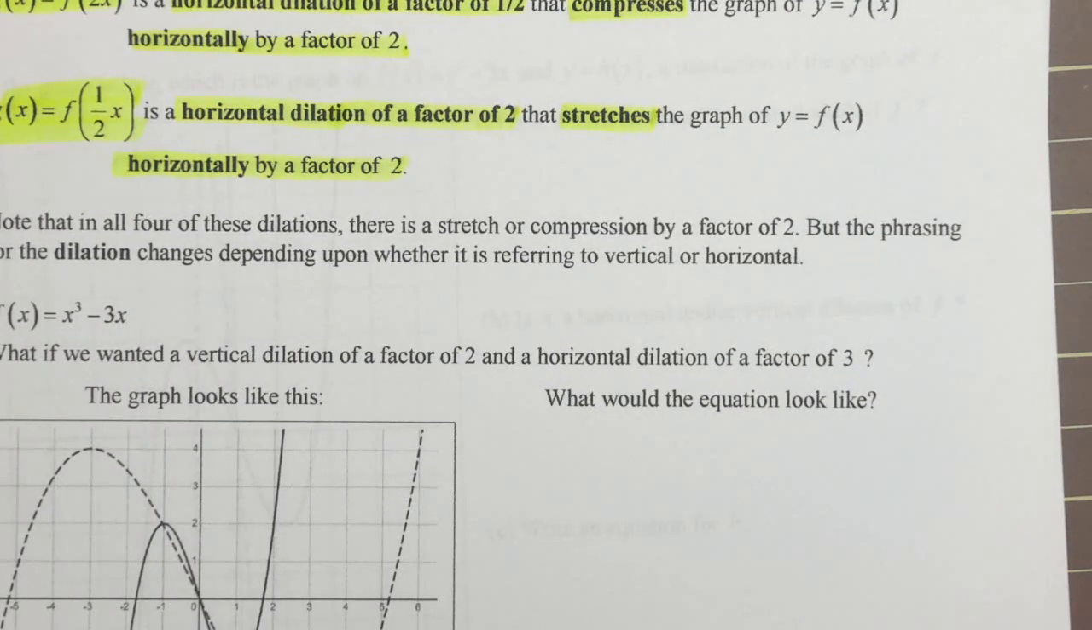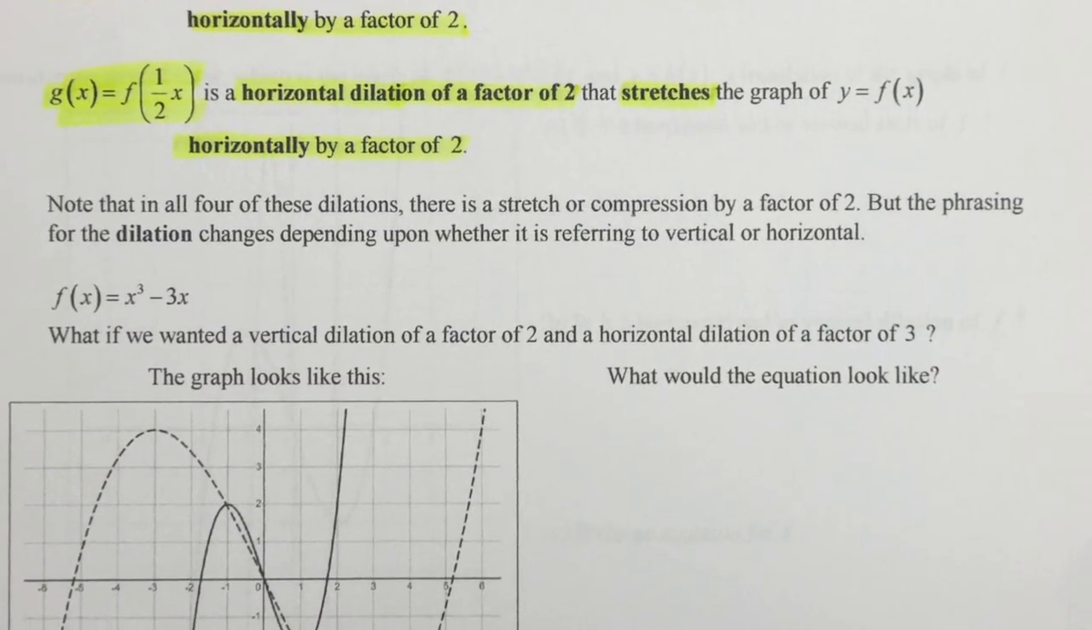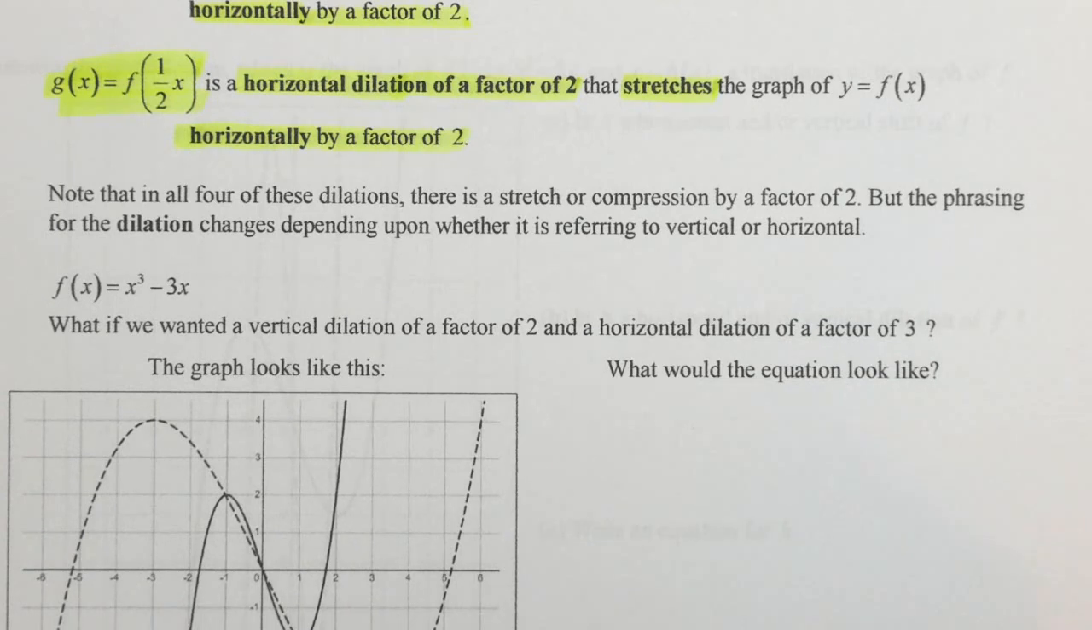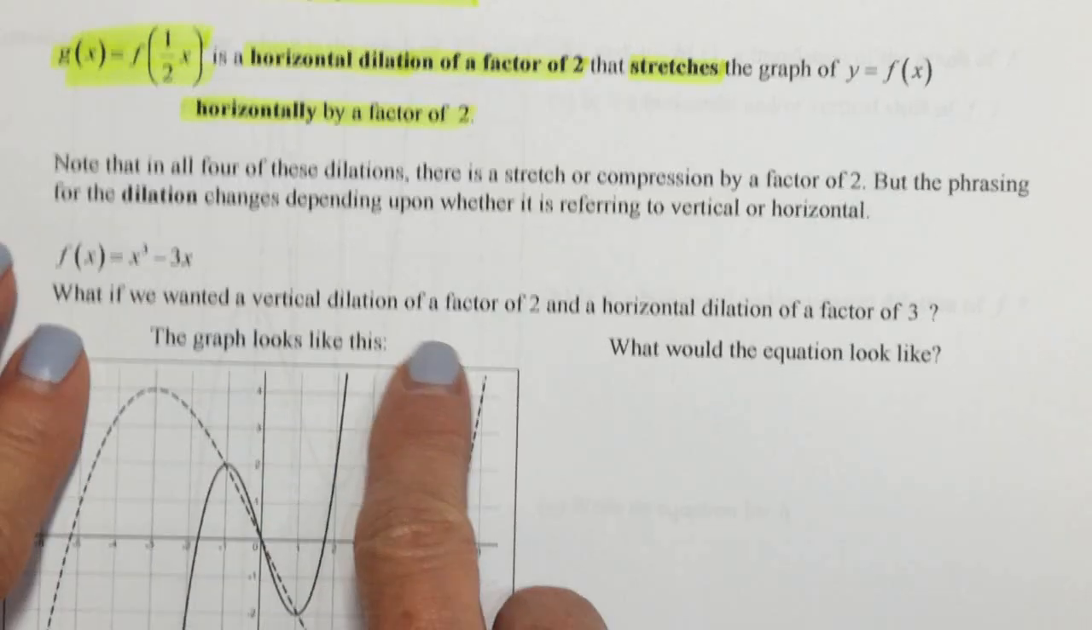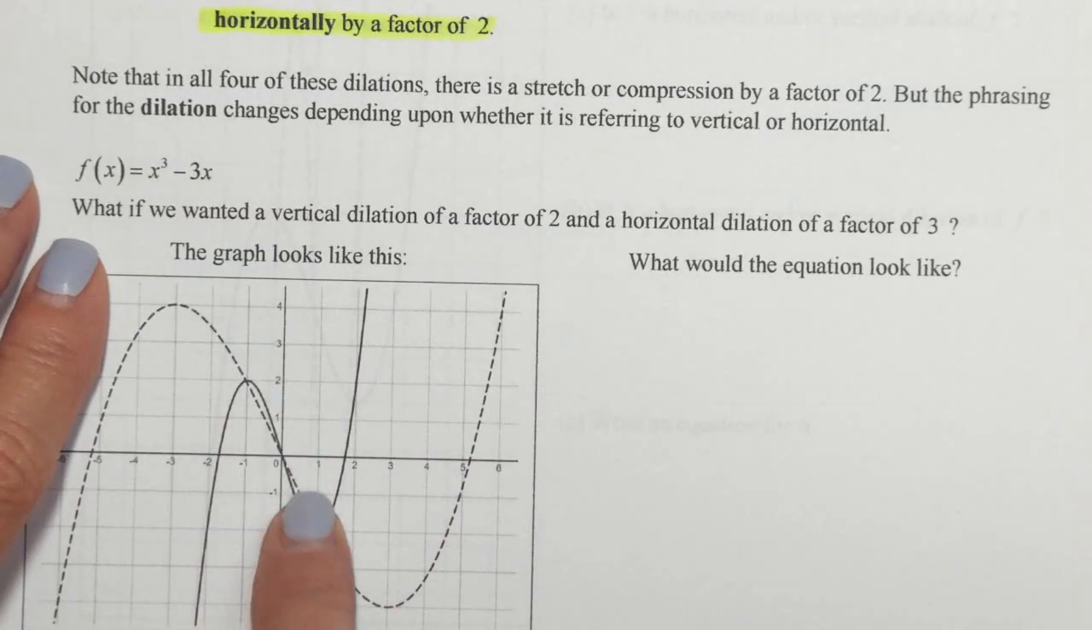Alrighty. So yes, note that in all 4 of these dilations, there is a stretch or compression by a factor of 2, but the phrasing is different depending on whether it is referring to vertical or horizontal. Okay, let's go back to our original. It's still solid. The original is still solid.